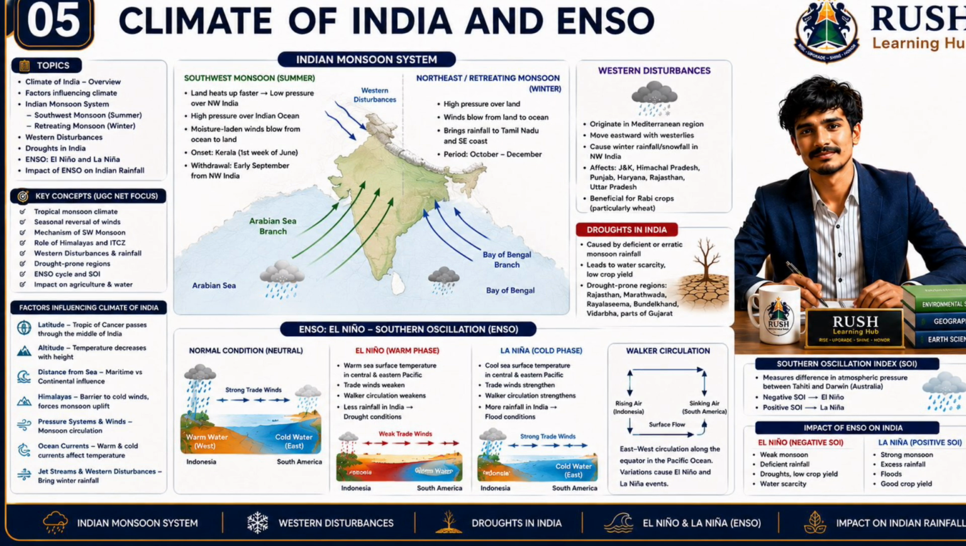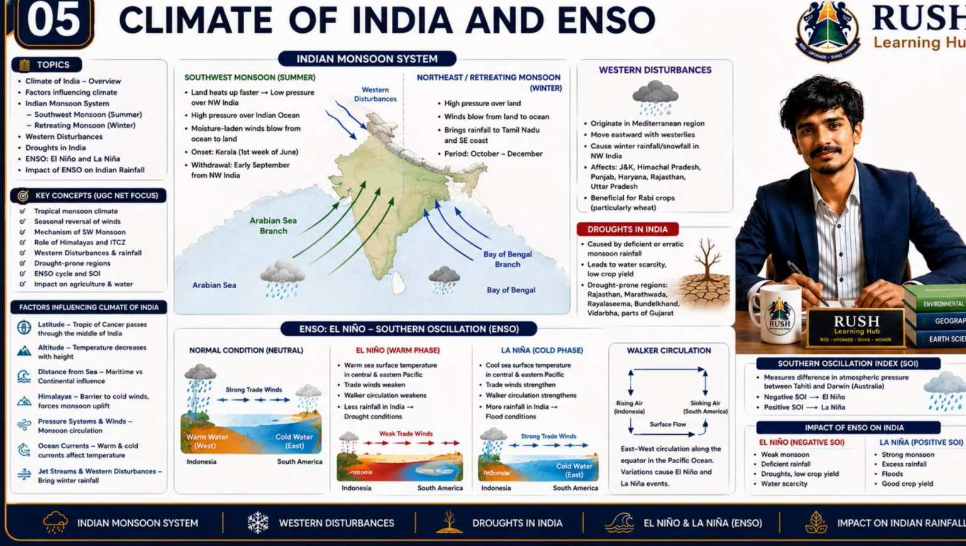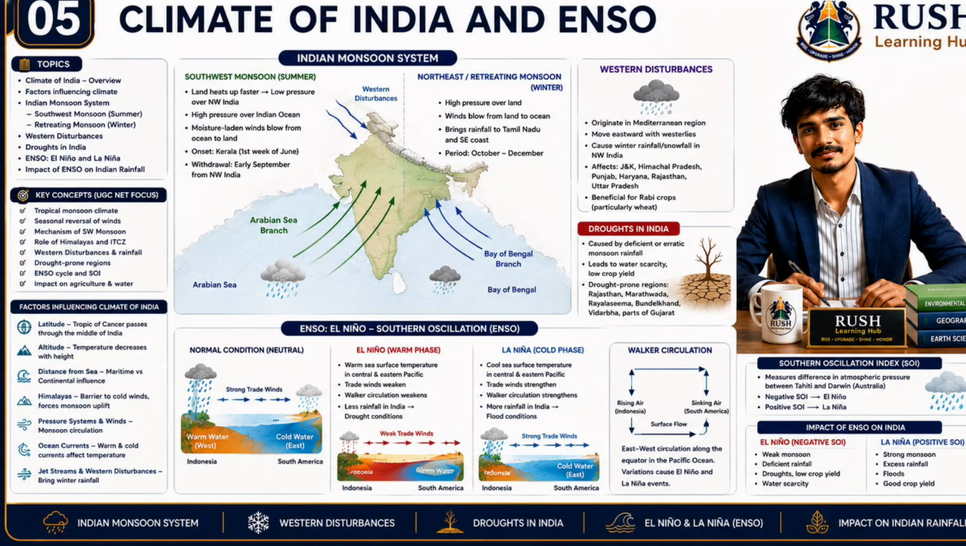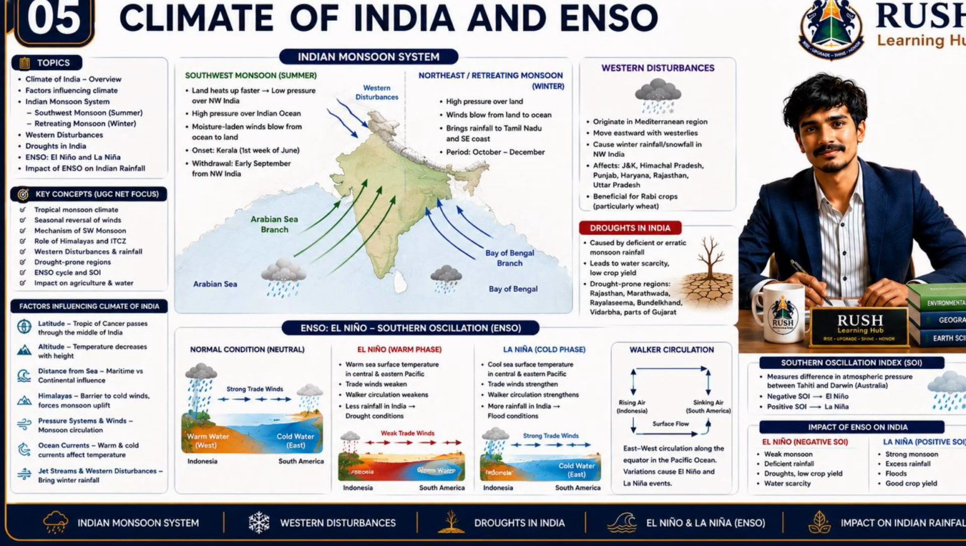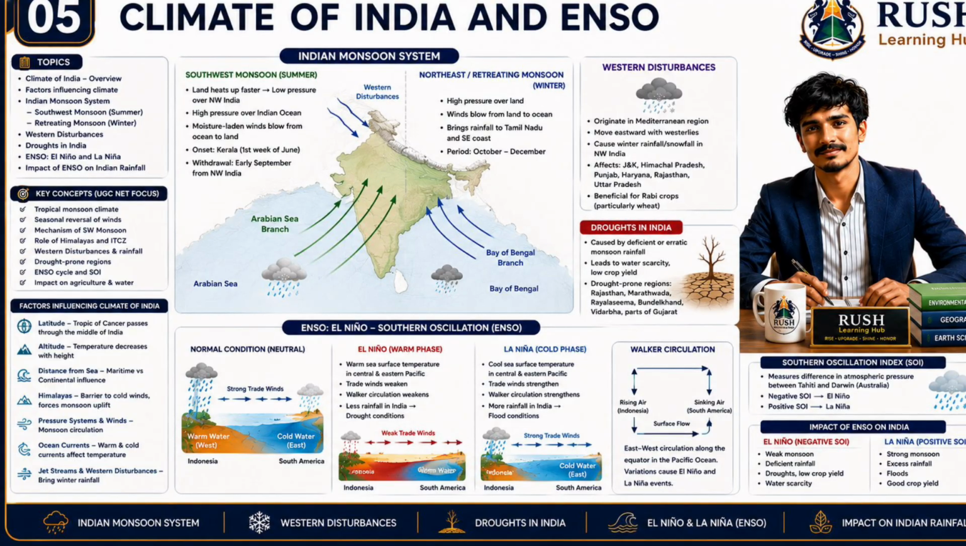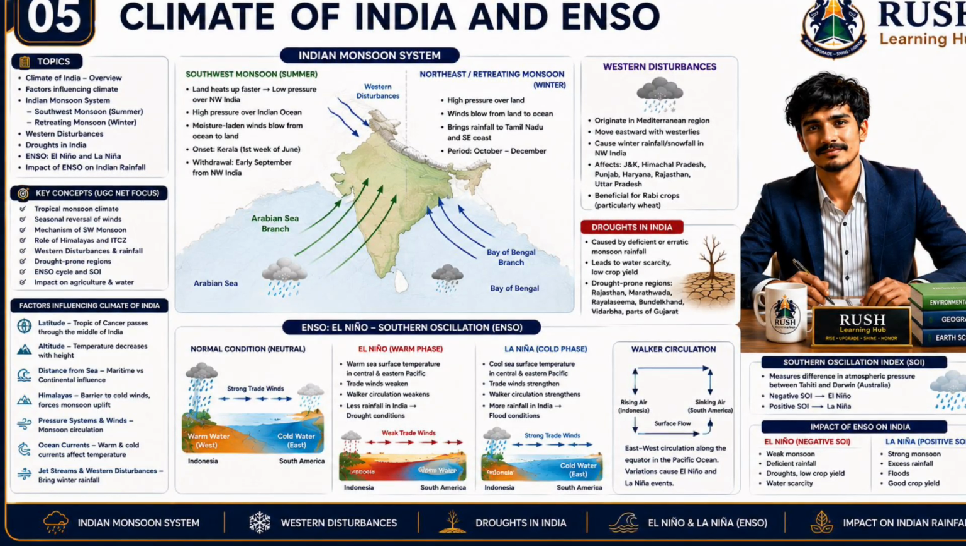Now let us discuss the Indian monsoon system. The word monsoon is derived from the Arabic word mausam, meaning season. Monsoon refers to the seasonal reversal of winds accompanied by changes in rainfall patterns. The Indian monsoon consists mainly of two phases, the southwest monsoon and the northeast monsoon. The southwest monsoon is the principal rainy season in India.